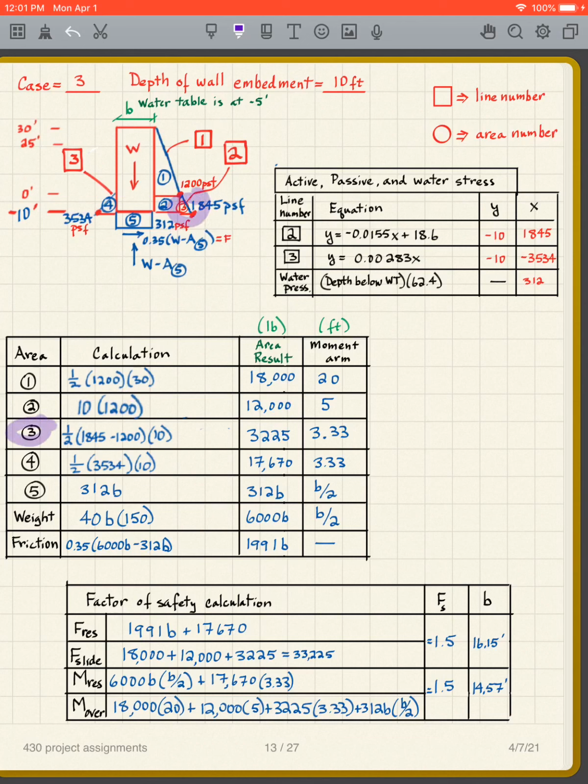Three is a triangle. So it's going to be 1/2 the base times the height. Again, the vertical distance for 3 is 10 feet. And the horizontal is going to be 1845 minus 1200. So it's going to be 1/2 times (1845 minus 1200) times 10. That's 3225.